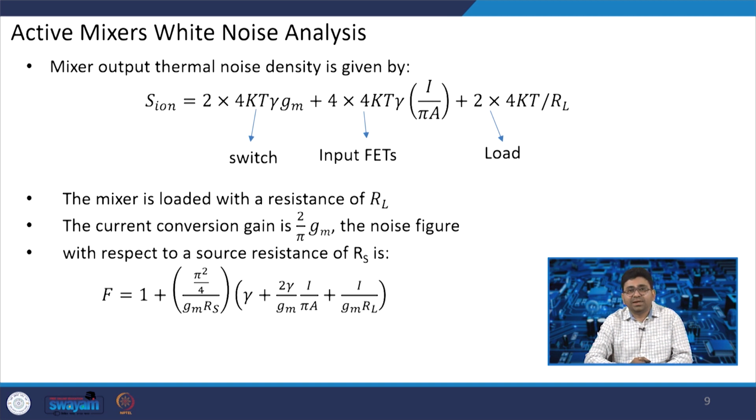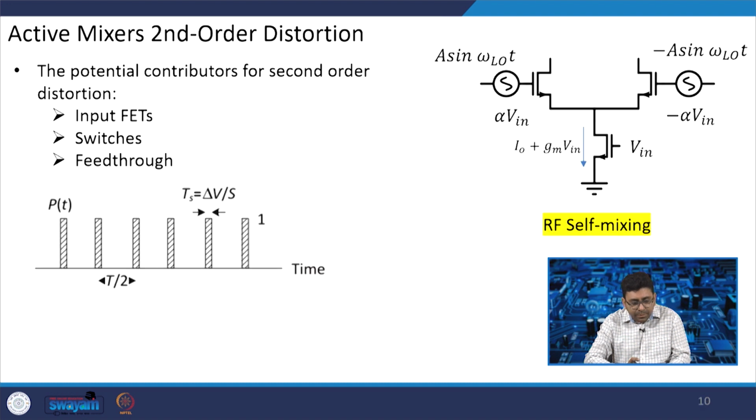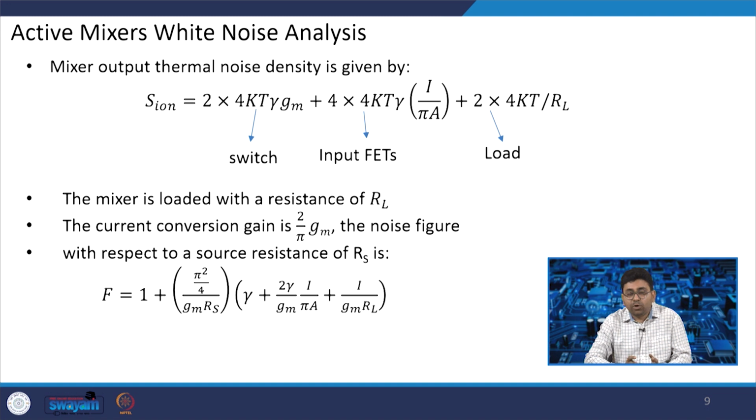Now we will see the active mixer white noise, because initially we have considered the flicker noise, now we will consider the white noise. In order to find out the white noise, there are three components of contribution. One is due to the switch, then another is due to the input FETs, and then the third is the load.